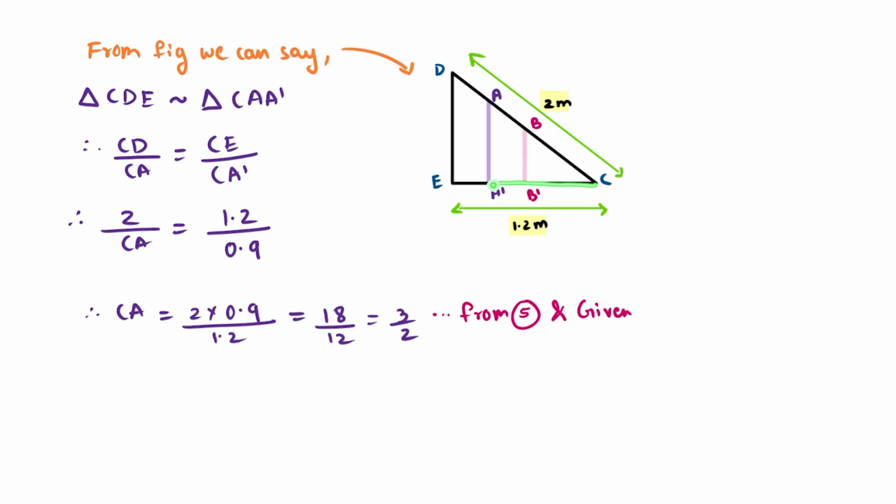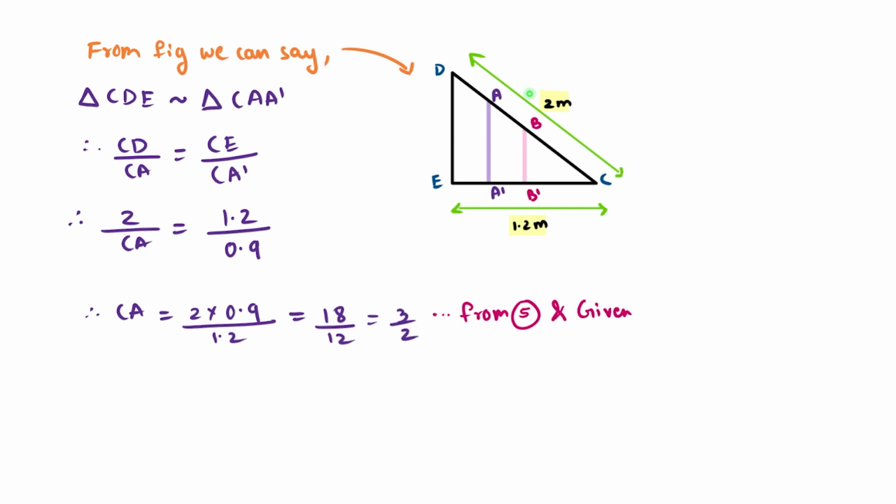Well, CA dash is the distance between the base of the ladder and the point where the vertical weight of monkey is acting. But we don't want this distance. We want distance AC, that is a distance that was traveled by the monkey. So again, looking at this triangle, I can say that this larger triangle CDE is similar to this smaller triangle CAA dash. Okay, so they are similar.